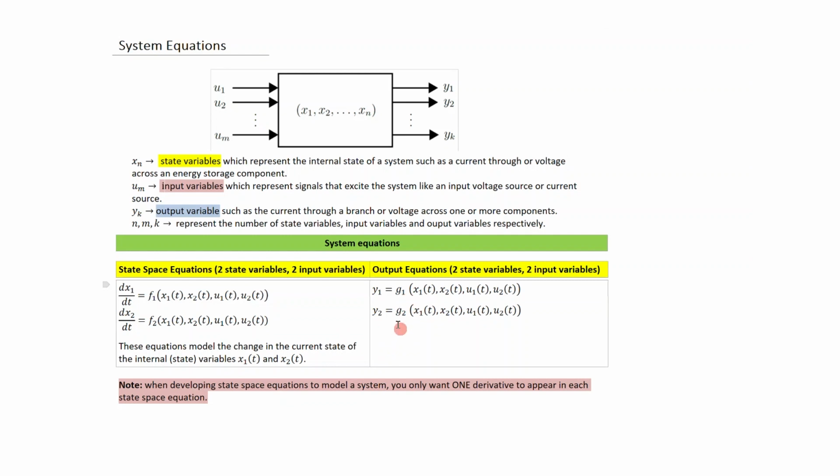The output equation would have this form. y1 would be a function of the state variables and input variables, and the second output in this case would also be a function of the state variables and the input variables. All right, so just as a reminder, when developing state space equations to model a system, you only want one derivative to appear in each state space equation. All right, so here are two state space equations that we're dealing with here.